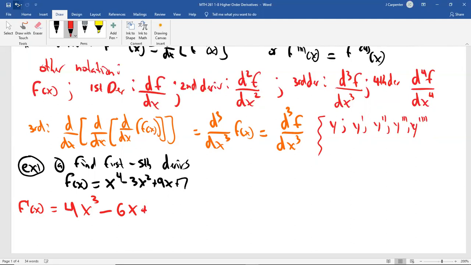Then plus, for the 9x and the 7, these are the special cases. The derivative of a linear term is just the coefficient, so that's just 9. And the derivative of a constant is 0, but we generally don't write zeros. So we just leave the 9 there. So there's our first derivative, 4x cubed minus 6x plus 9. That's one of the answers. That's the derivative we've been finding normally so far.